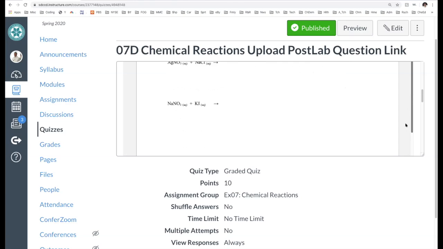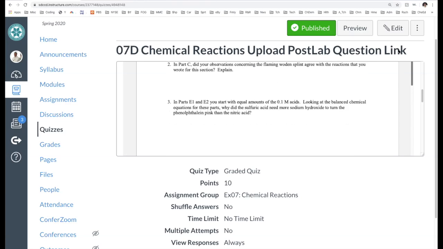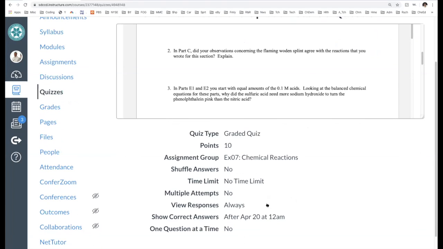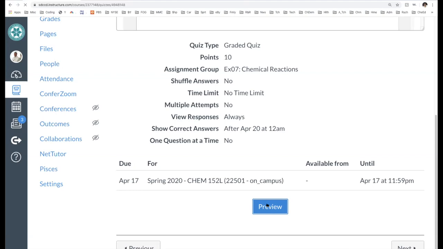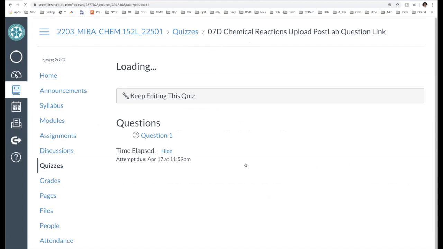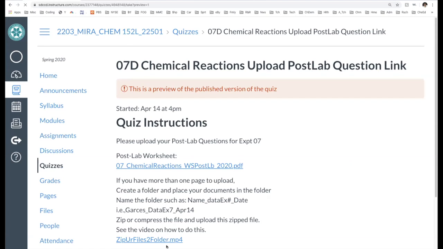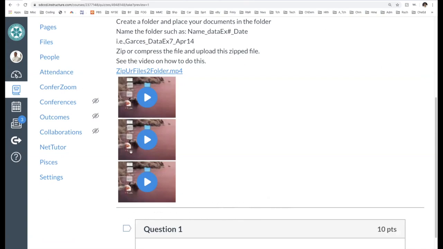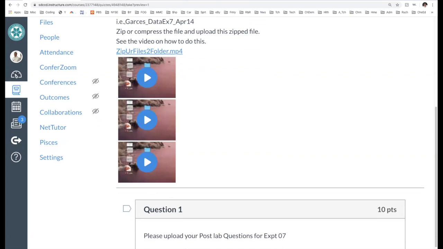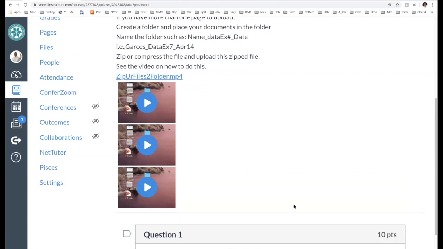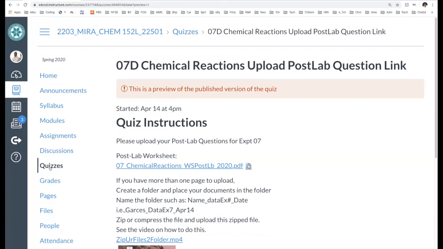Once you have completed the post-lab questions, click on this link to upload your file. Again, here it shows you how, if you have multiple pages, to put them in a folder, zip that folder, and then upload that zip folder.